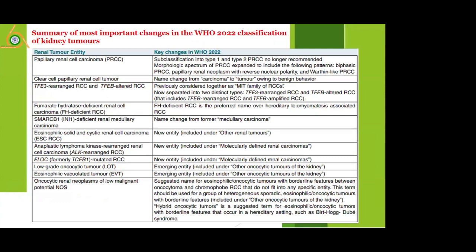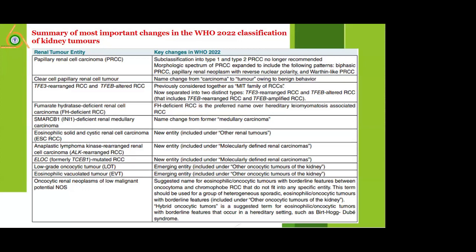So this was regarding FH deficient RCC. Again, to re-emphasize, it is the preferred name since we have both germline and sporadic settings in which these RCCs can occur. Variable morphology with prominent nucleoli, papillae, and FH loss and 2SC overexpression is more than enough to diagnose this as FH deficient RCC. Now coming to the next RCC, which has been changed in 2022, that is SMARCB1 deficient renal medullary carcinoma. This name has been changed from the earlier term, which was just medullary carcinoma. So medullary carcinoma is now called SMARCB1 deficient renal medullary carcinoma.